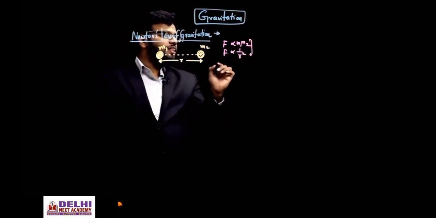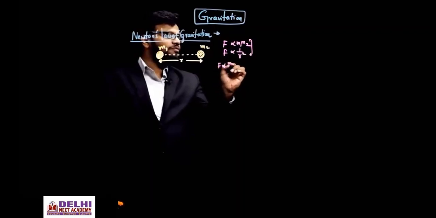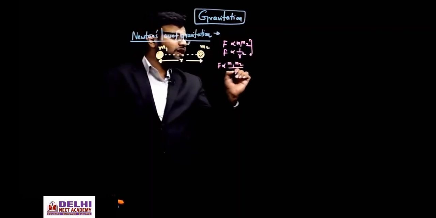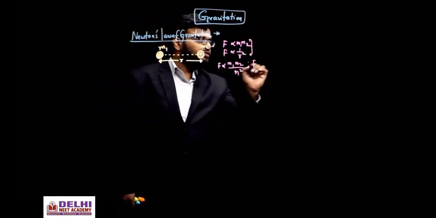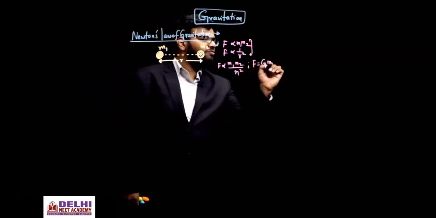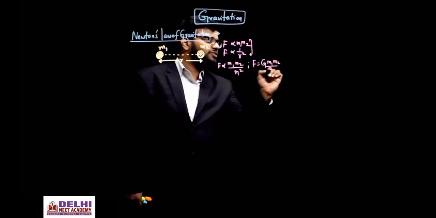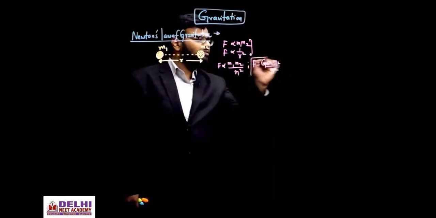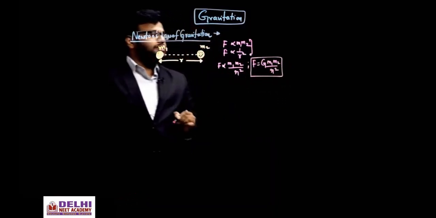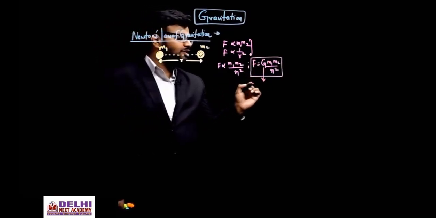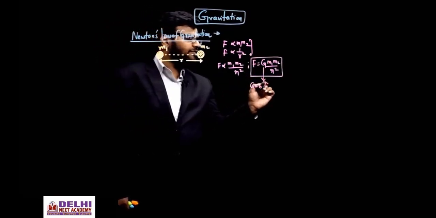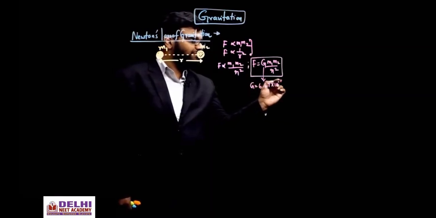So if I combine these two, I'll get F is proportional to m1 into m2 divided by r square. If I remove the proportionality sign, I'll introduce a constant called the gravitational constant. F is equal to G into m1 into m2 divided by r square. So this is the force formula between two point masses, where G is the gravitational constant whose value is 6.67 into 10 power minus 11.